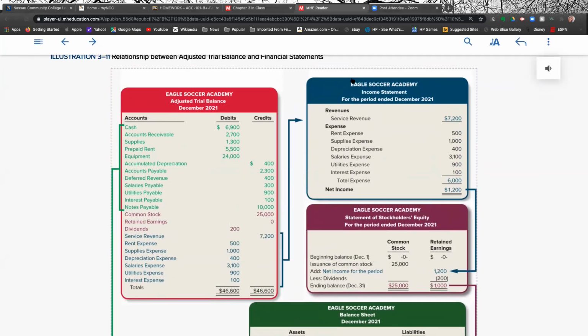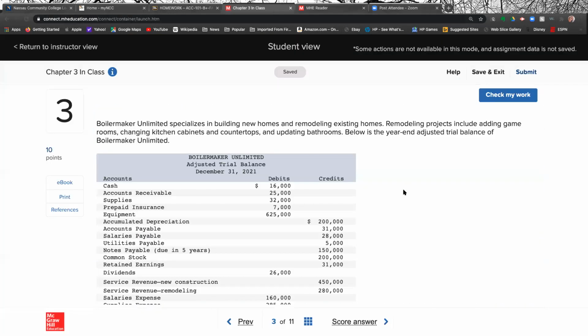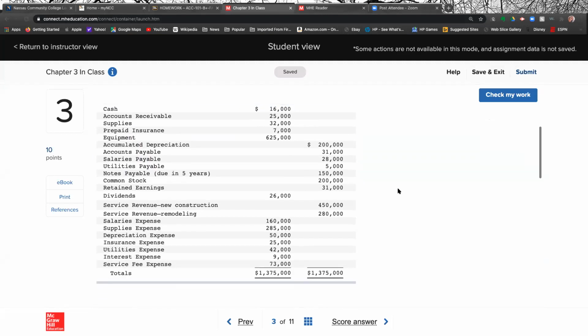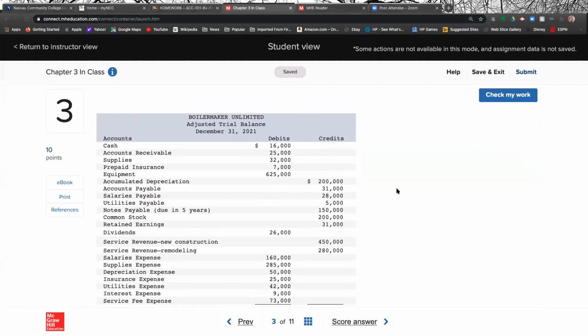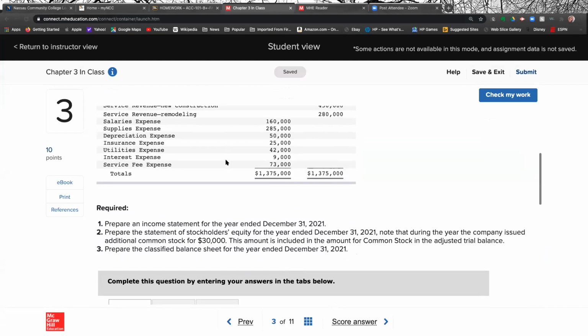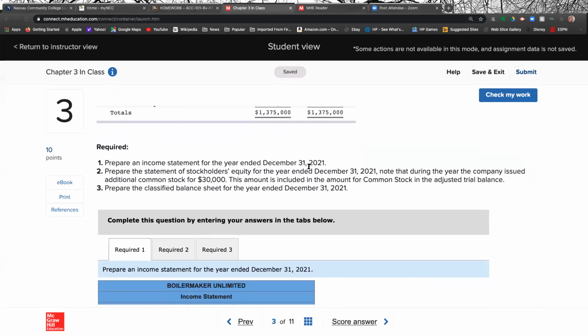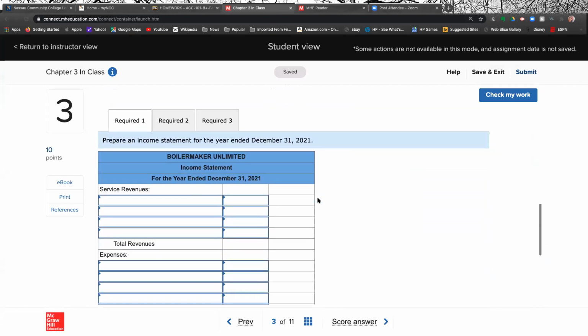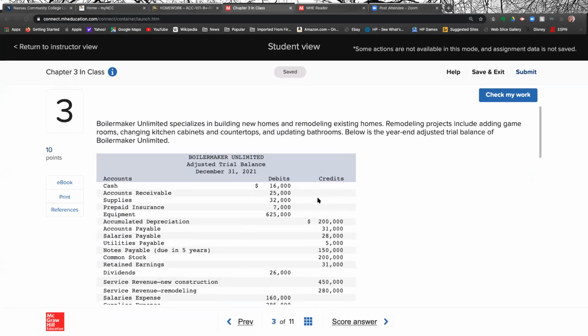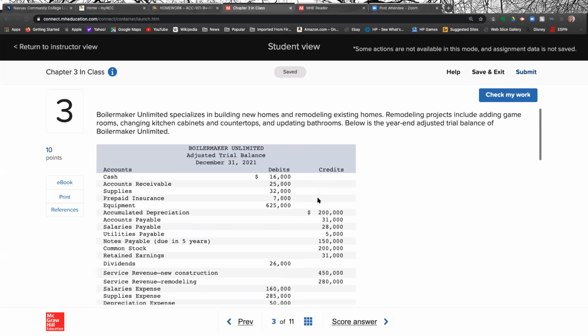Now, the reason I'm mentioning that to you is because that's what they want us to do in this problem. They're giving us the adjusted trial balance for this company, Boilermaker, and they want you to do an income statement, stockholders' equity statement, and balance sheet.